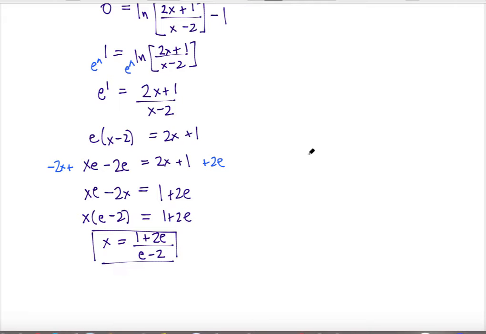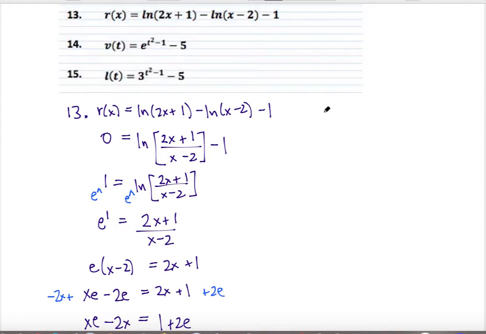So, moving on to question 14. So question 14 involves now an exponentiated function. So we have v of t equals e to the t squared minus 1 minus 5. So setting this equal to 0, I would have e to the t squared minus 1 minus 5. And I'm going to go ahead and move that 5 over to the other side. So I have 5 equals e raised to the t squared minus 1.